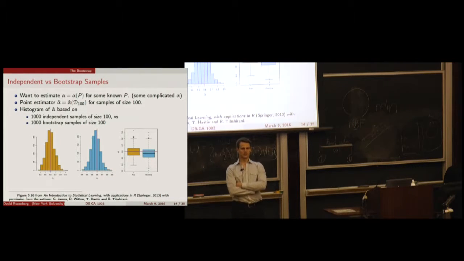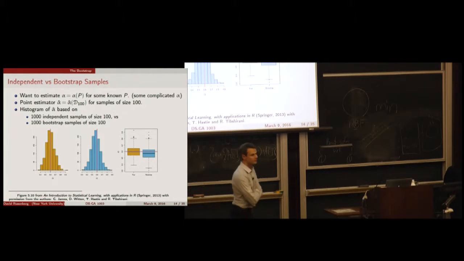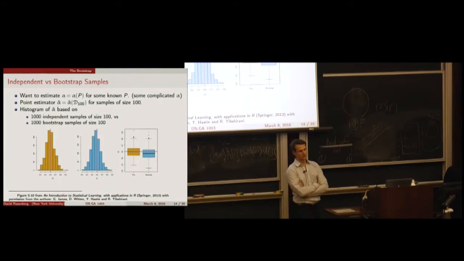So the question is, you already got, say, mu hat on the original data set. Why did I just calculate it B more times on the bootstrap data sets? Anybody have an answer? You won't have a histogram, you will have just one value.